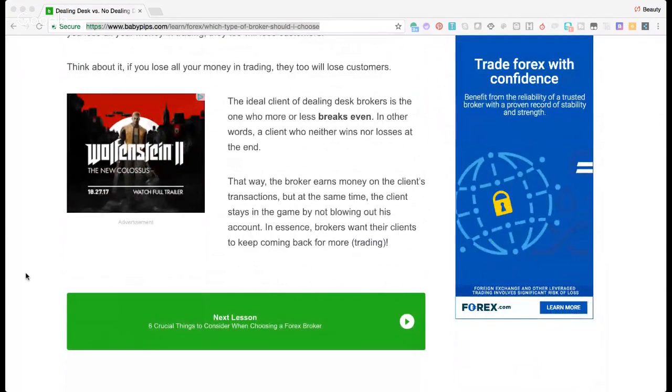The ideal client of a dealing desk broker is the one who more or less breaks even. In other words, a client who neither wins nor loses at the end. That's the ideal client for the dealing desk broker. That way, the broker earns money on the client's transactions, but at the same time, the client stays in the game by not blowing out his account. In essence, brokers want their clients to keep coming back for more trading.